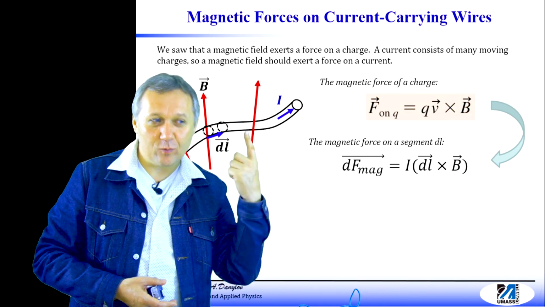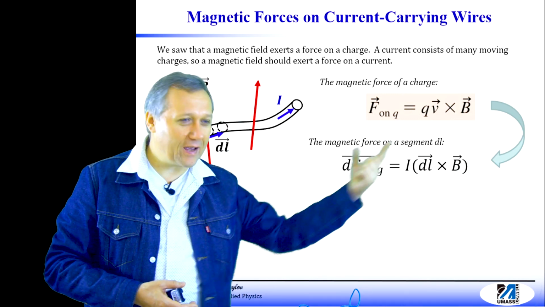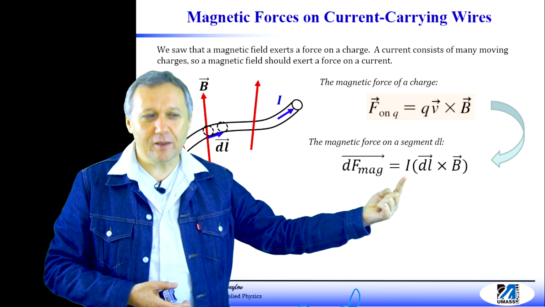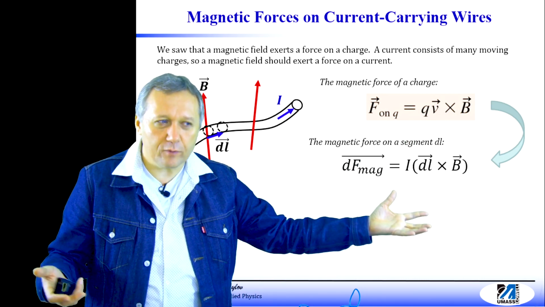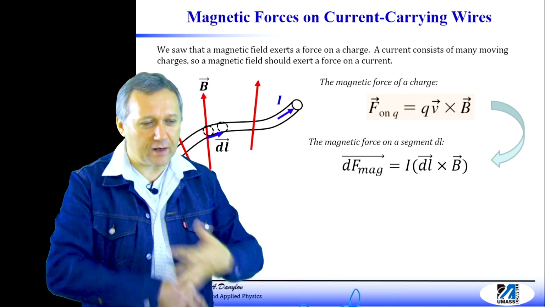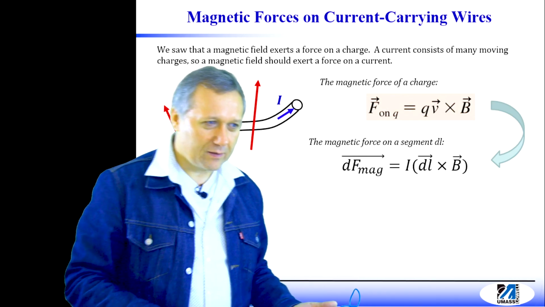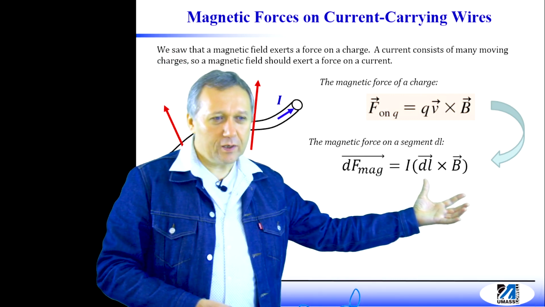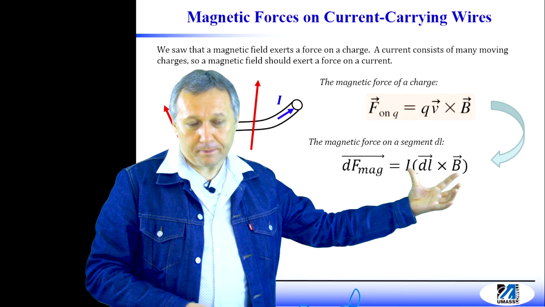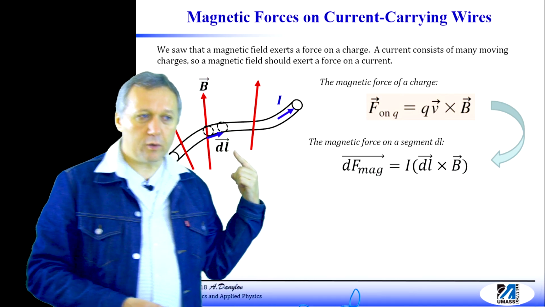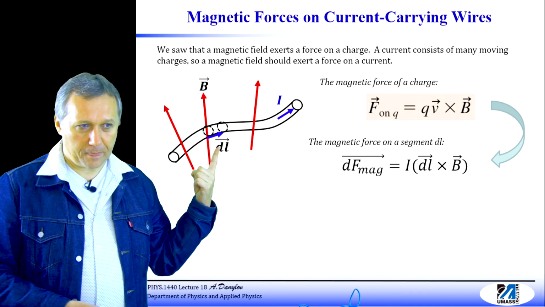But then direction. Now it's one step, not 1.5 steps like in this case, because here current cannot be negative. Current is just the value of the current, right? 5 amps, 3 amps. In this case, it's just the absolute value of the current. So if you found the direction of dL cross B, that's the direction of the magnetic force acting on this section of the wire dL.